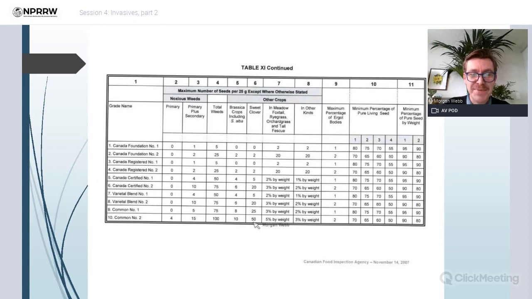Special columns for brassica species and sweet clover. We're allowed 5%, or if it's not one of these, in other kinds, 3% other crop kinds, and percent of ergot bodies. And then there are these columns here for pure living seed and pure seed by weight. They don't apply to anything that doesn't fall on the grade tables. So for blue grama, you actually don't need to make the standard on these. So you could have 0% pure living seed and it would still make the standard. If it falls on the table, then you have to figure out which column it fits in for pure seed and pure living seed.